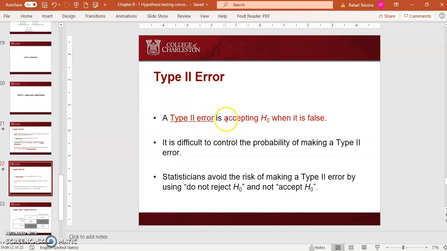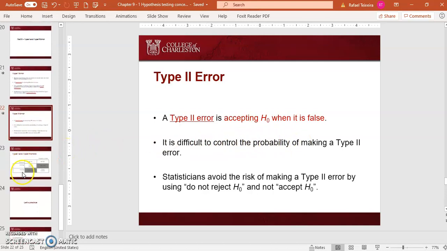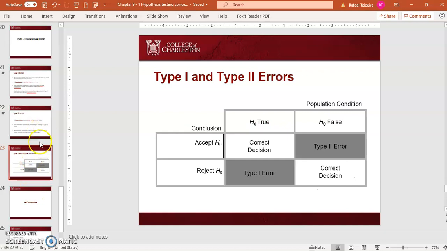And the type 2 error is accepting the null hypothesis when the null hypothesis is not true, when the null hypothesis is false. Is accepting the current status quo, but the current status quo is wrong. Okay? It is difficult to control the probability of making this type of error. Okay? I'm gonna show you some examples before I show you this chart.